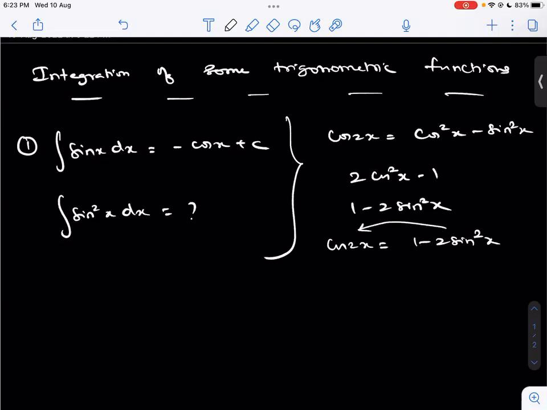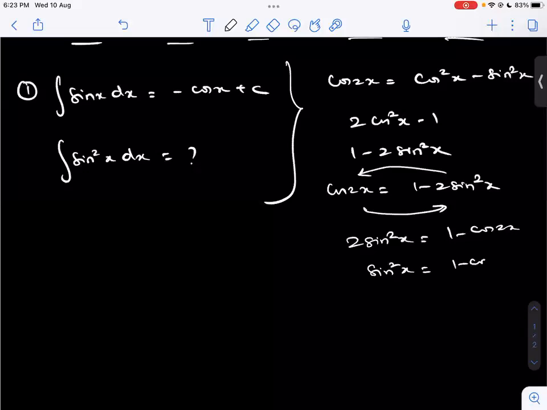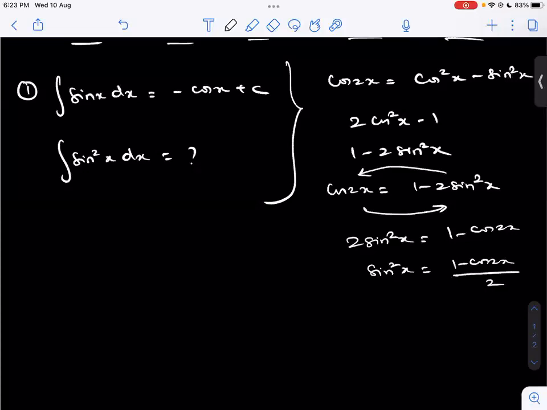2 sin square x can be brought to the left and cos 2x can be taken to the right. So when you do this, you get 2 sin square x is equal to 1 minus cos 2x, and sin square x will be equal to 1 minus cos 2x divided by 2. So integral of sin square x can be rewritten as integral of 1 minus cos 2x divided by 2 dx.